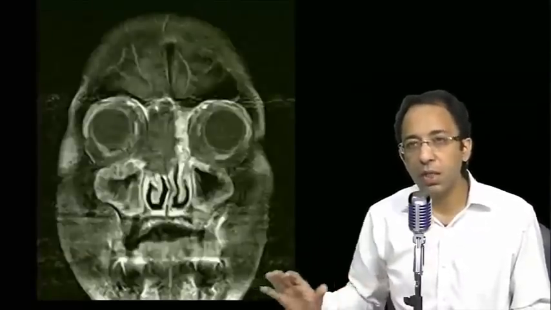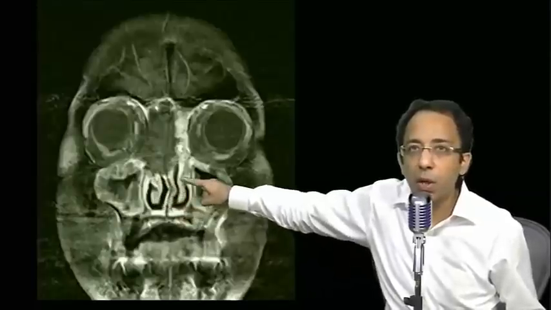I will show you a classic picture. This picture has been asked in multiple quizzes, and I think it can be asked in your exam as well. So I will showcase to you what you look at: the inferior turbinate. Can you see the mucosa overlying the turbinate is white because it is taking up the dye? It is a contrast enhanced MRI.